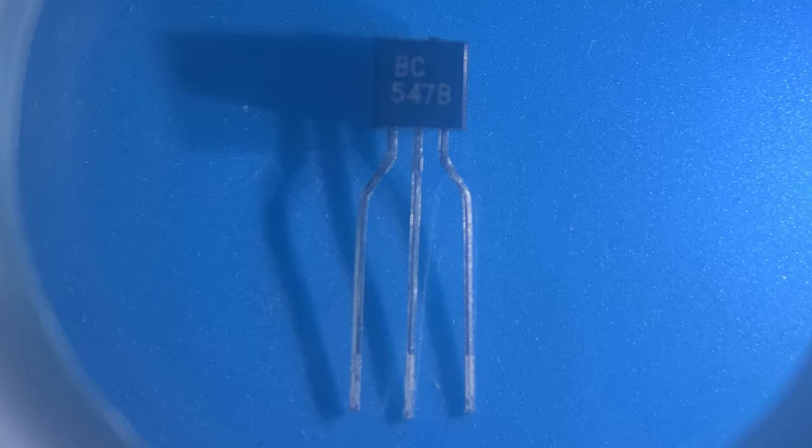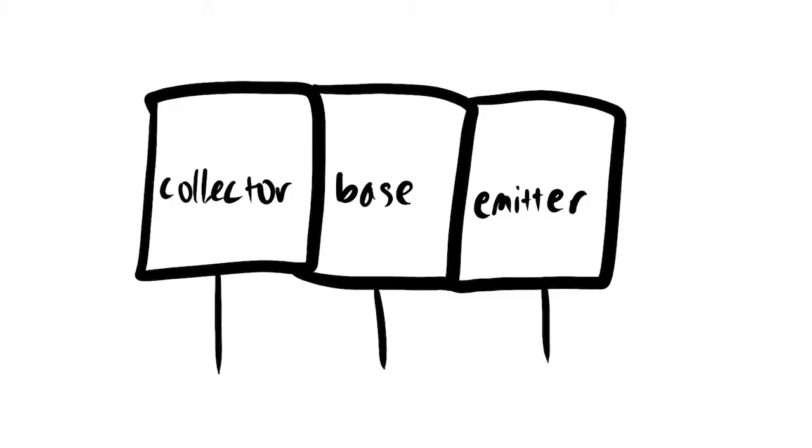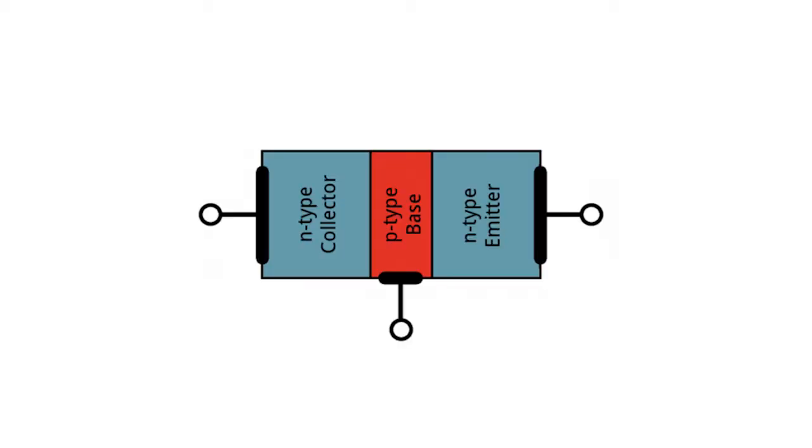For a bipolar transistor, these three prongs connect to three semiconductors labeled collector, base, and emitter. A semiconductor is a material that is not a complete conductor or insulator. The most common type of transistor is an NPN transistor, meaning that the three semiconductors used within this transistor are N-type, P-type, and then another N-type semiconductor, respectively.